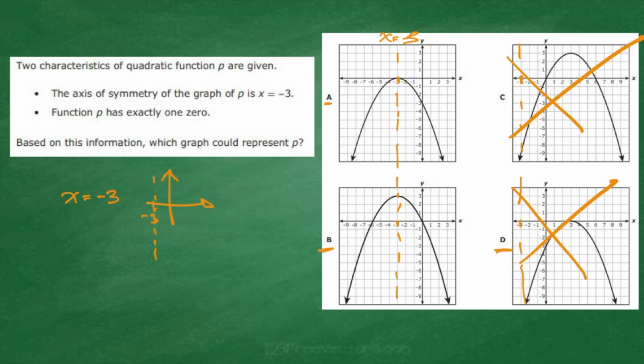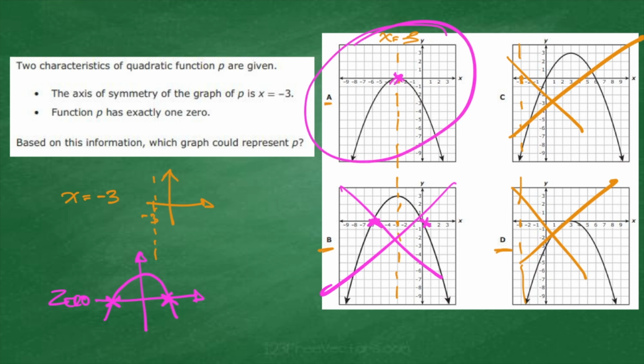Now the second clue that I have is that the function p has exactly 1 zero. So I know that when I have a quadratic, the zero is where the line crosses the x-axis. So all that I have to look for is which one of my 2 remaining graphs crosses the x-axis only once. So in here on B, we have 2 crosses of the x-axis, and in A, we have only 1. We are supposed to have only 1, so B cannot be it. My answer is A.